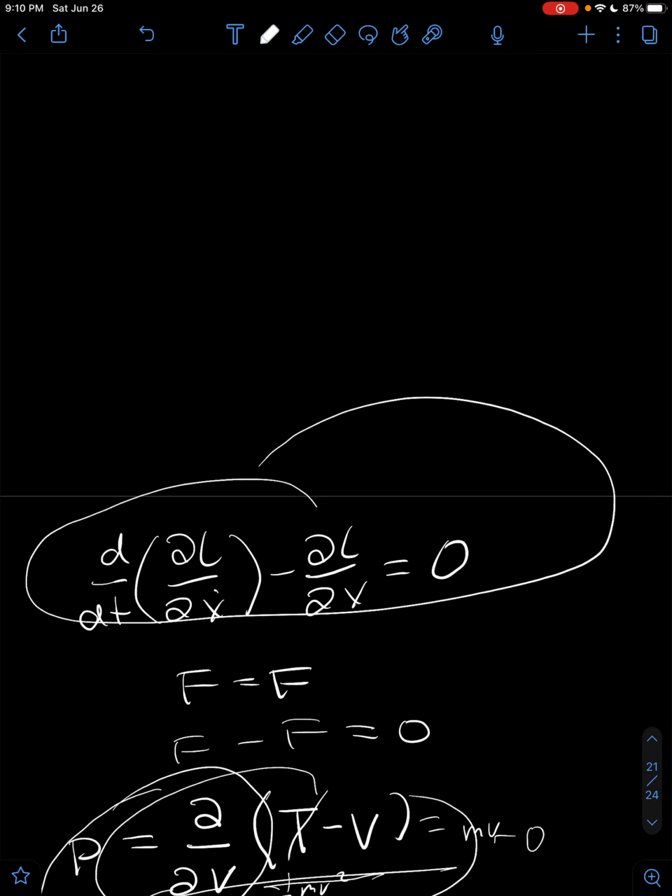And that's the equation that we had at the top. We had just derived the Euler-Lagrange equation from Newtonian mechanics. That's what this equation is, where L over here is called the Lagrangian. And the Lagrangian is defined as the kinetic energy minus the potential energy.